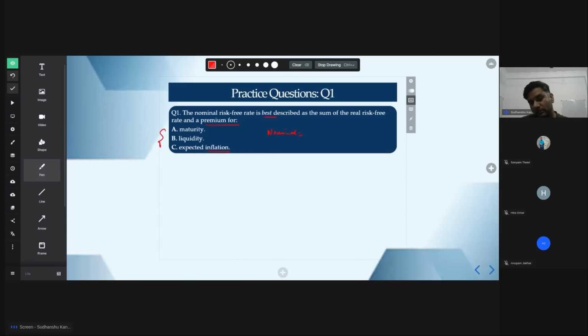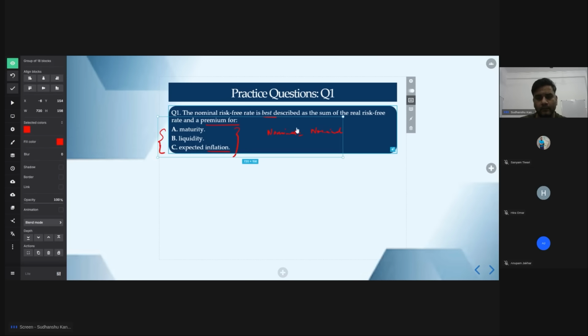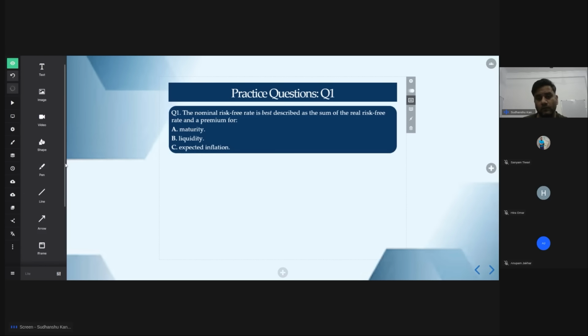Luckily, CFA only has three options, guys. That's a good thing about CFA. FRM and all have four options, so chances of getting a right option is good. Nominal has your risk-free rate, sorry, the real, not the nominal one. So we saw just now in the definition, very easy. Nominal is your real risk-free rate plus, what is the thing? Expected inflation, right? Inflation is the thing, right?